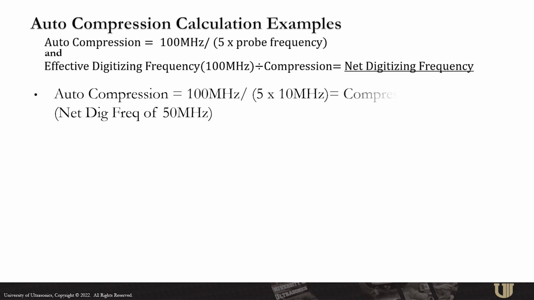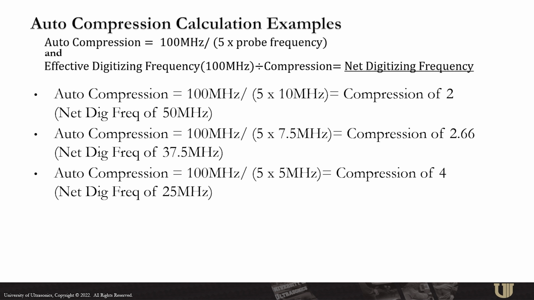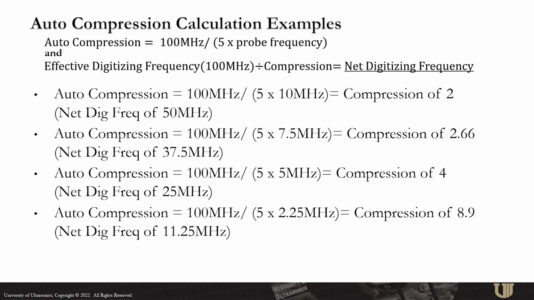If I'm using a 10 megahertz probe, 100 megahertz divided by 5 times 10 equals a compression of 2, resulting in a net of 50 megahertz. If I'm using a 7.5 megahertz probe, 100 divided by 5 times 7.5 equals a compression or scale factor or subsampling of 2.66, which would result in a net of 37.5.